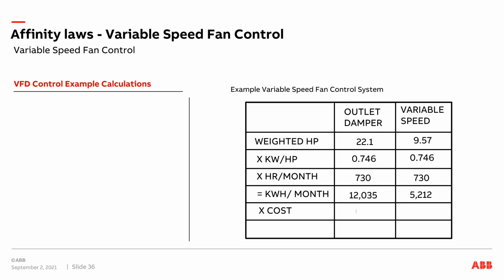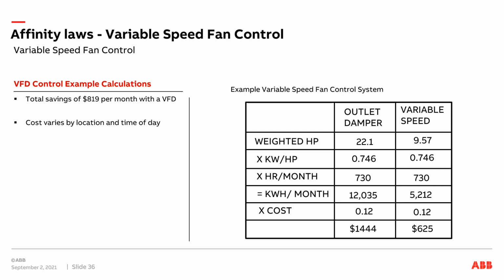So let's just say we're going to do 12 cents a kilowatt hour. That means your total cost per month is $1,444 for outlet damper control and $625 for variable frequency drive control. The total savings, if this is what you ran all the time, for your average duty cycle and everything else, would be $819 per month using the VFD.